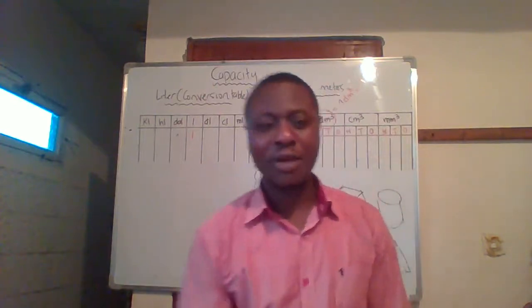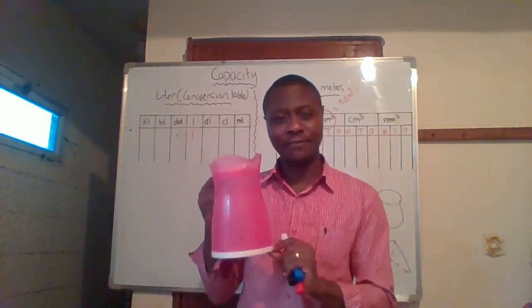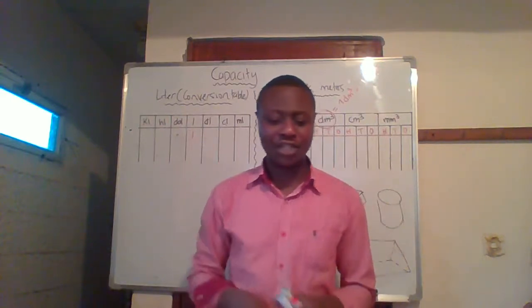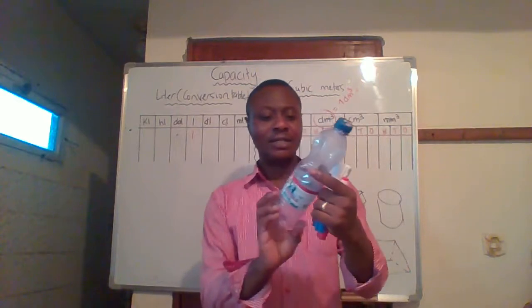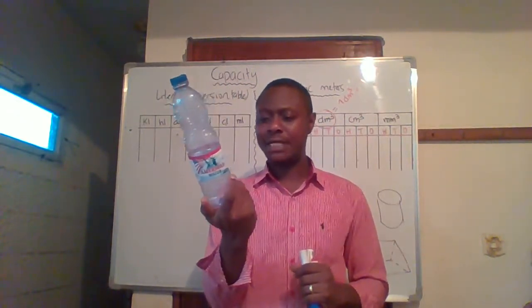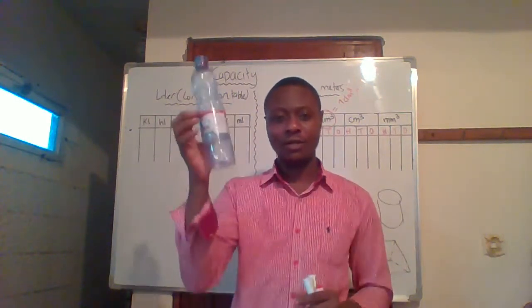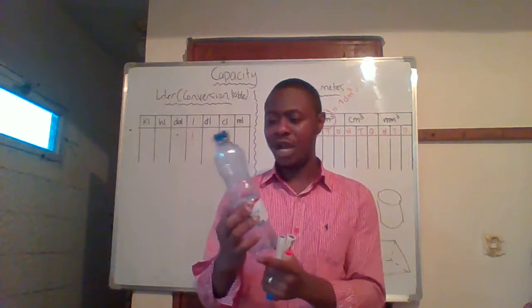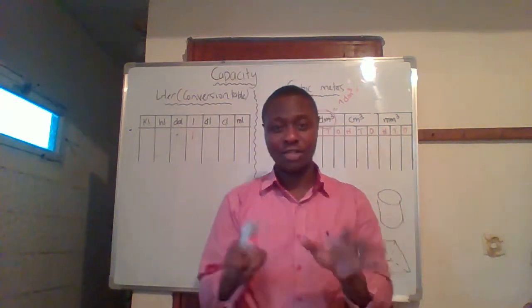A liter looks pretty much about this size, but this is 1.5 liters. So you can imagine that a liter is about this size. This is like one third of a liter. So when you add one third of a liter to this, it makes a liter. So let's move on into today's topic.